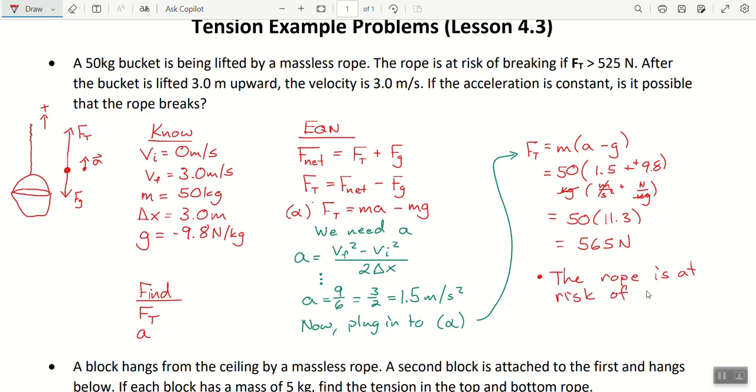of breaking. Now, if I ask you to justify further, and I'm not going to write this, why is it at risk of breaking? How do we come to that conclusion? Because we are more than 525 newtons of force within our rope. Cool. This problem is pretty involved, and remember, it's going to keep throwing these things back in. Super hard, super easy, somewhere in between. Okay. I want to give you guys a head start. I want you to work the second one as well.